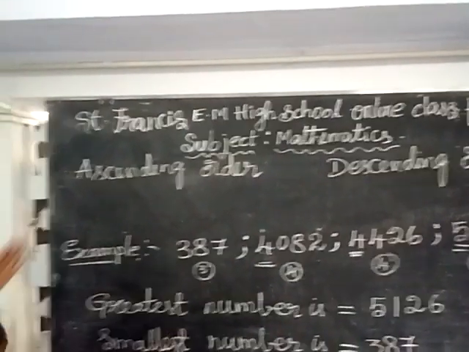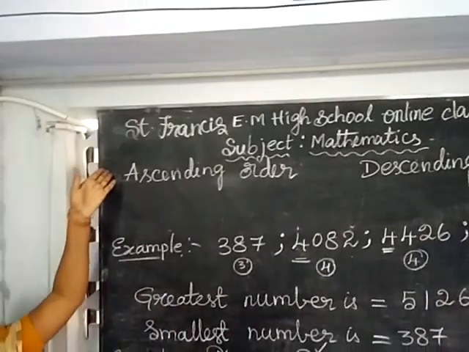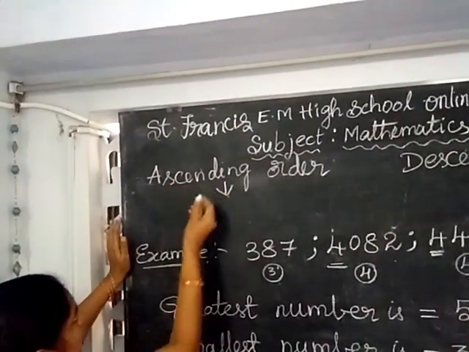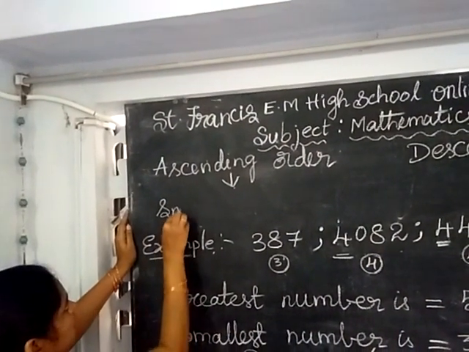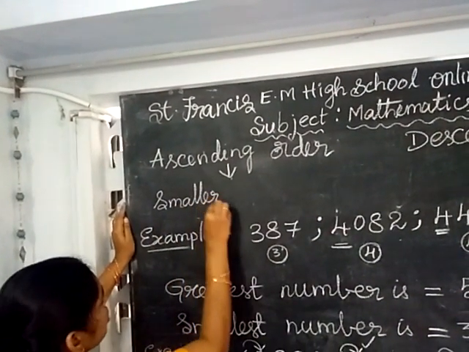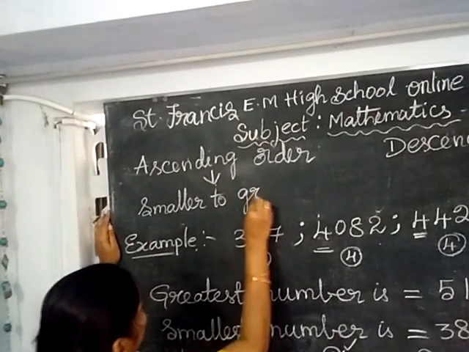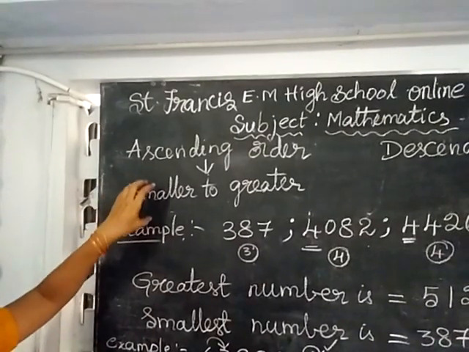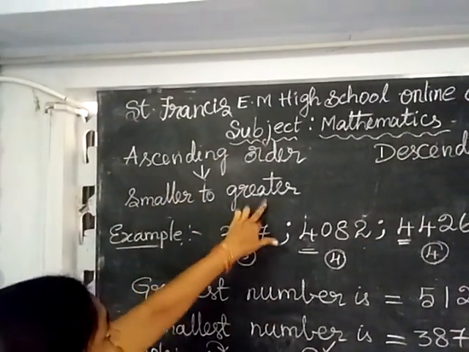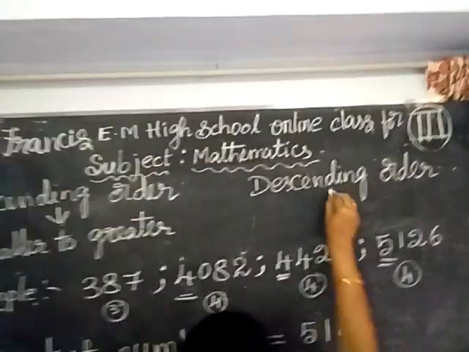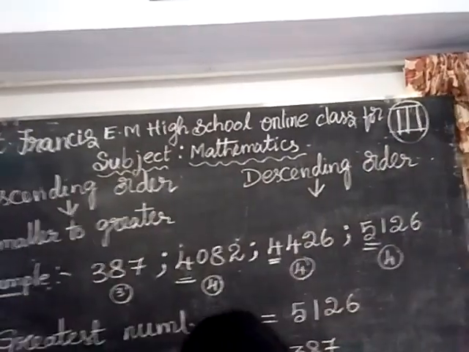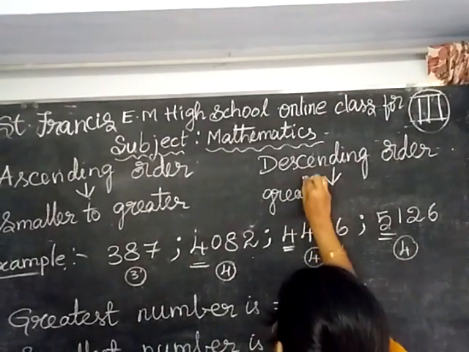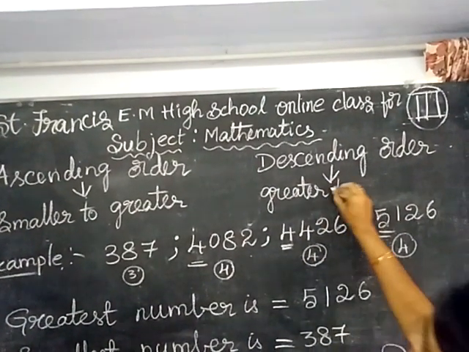What is the meaning of ascending order? Arrange the given numbers from small to big. Arrange the numbers from smaller to greater. What does descending order mean? Arrange the given numbers from greater to smaller.